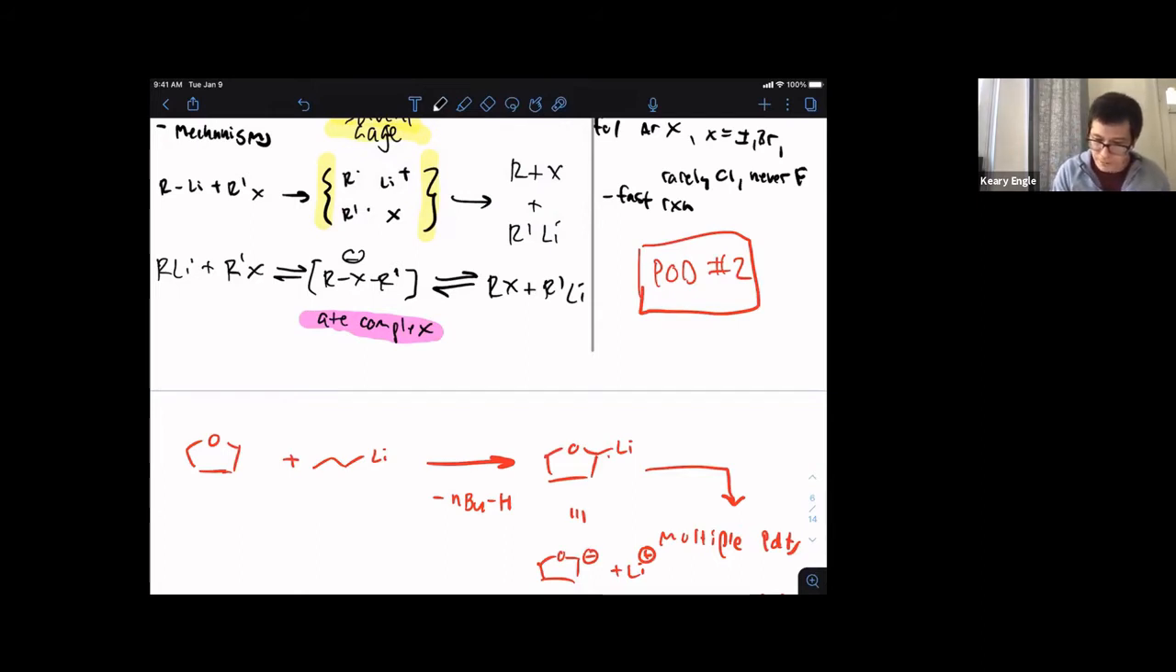And I'll just note here that it has been shown that ate complexes of this general type can also decompose to generate radical species. So the boundaries between these two processes are drawn as if they're totally distinct, but actually in many cases it is not clear.